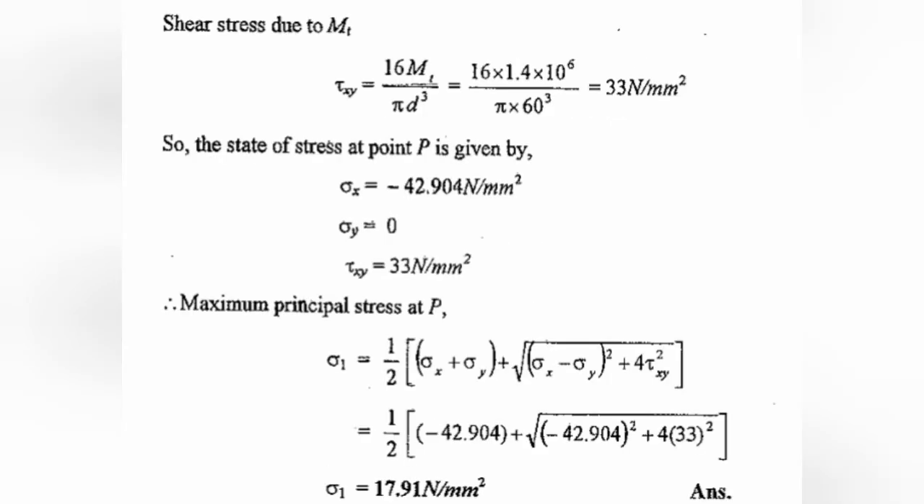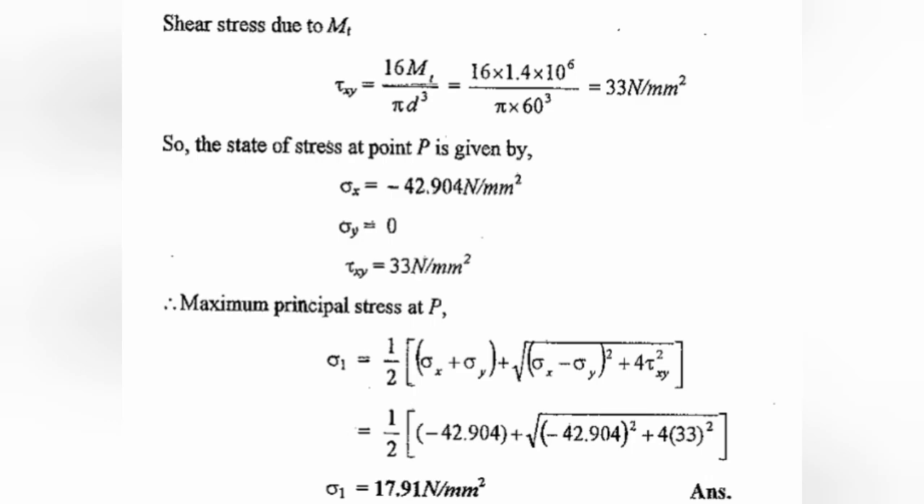Next is the shear stress due to the torque. We are applying a torsional load. To find the shear stress, we have to take the maximum shear stress equation, because the point to be determined is at the outer diameter, which is the maximum possible distance from the neutral axis. So its formula is 16 into MT by pi d cube: 16 into 1.4 into 10 raised to 6 by pi into 60 cube. So finally that shear stress is 33 Newton per mm square.